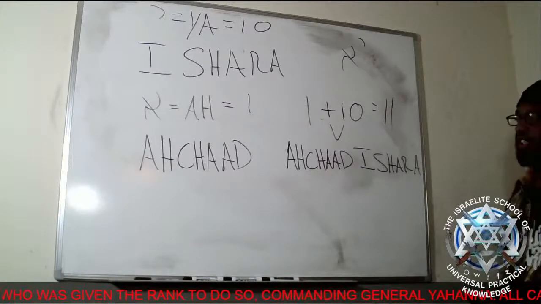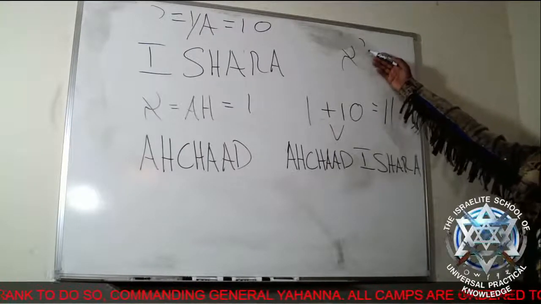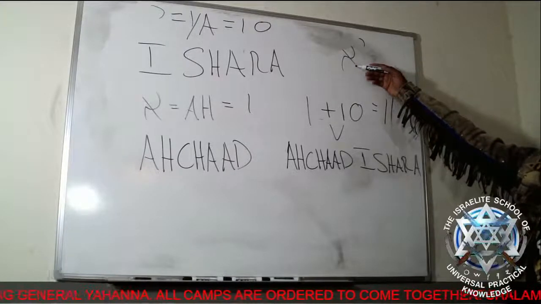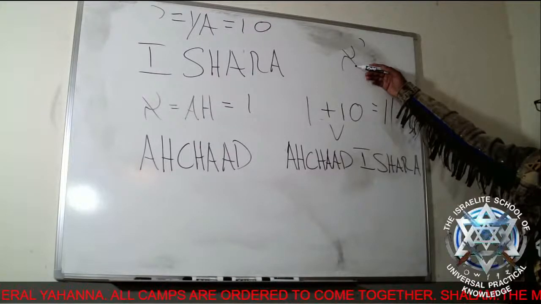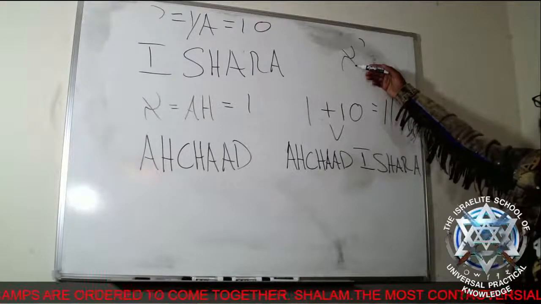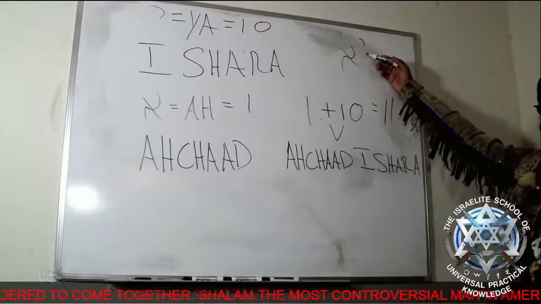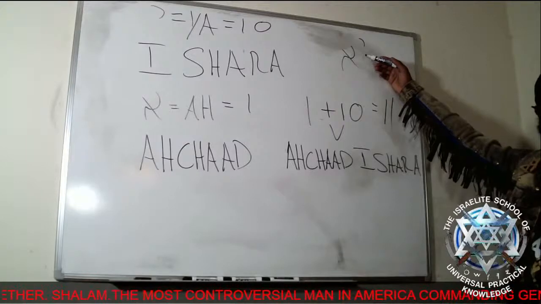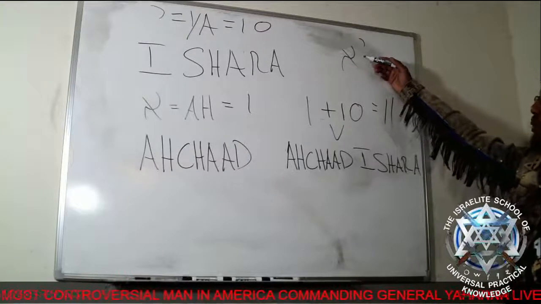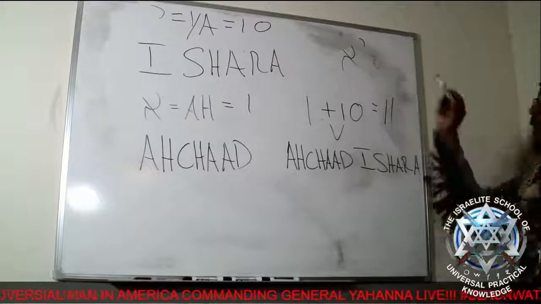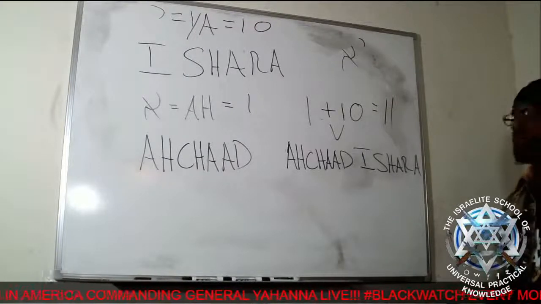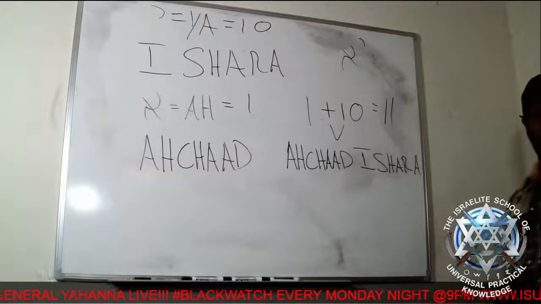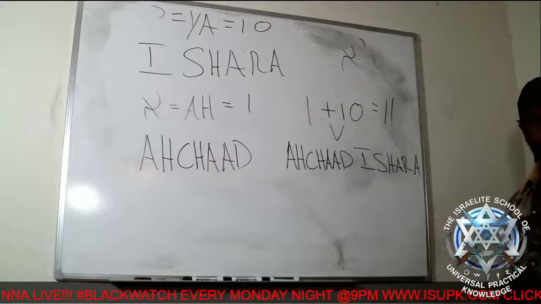There's your variables. Your Yah has a numeric value, the number 10. Your Ah has a numeric value of the number 1. So, in order to know this number, you have to know these values. You have to plug these values in. You plug in the 10, and then you plug in the 1, and you use addition. 1 plus 10 gets you 11. Akkad plus Ishura gets you Akkad Ishura, which is 11.